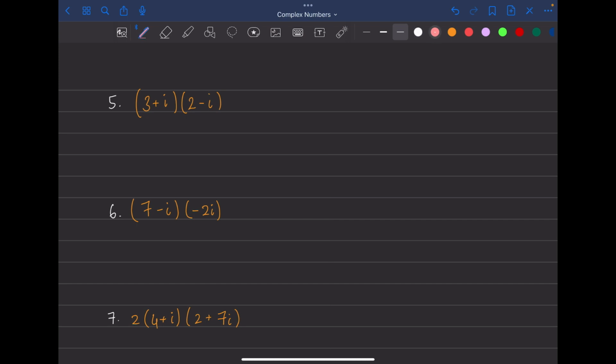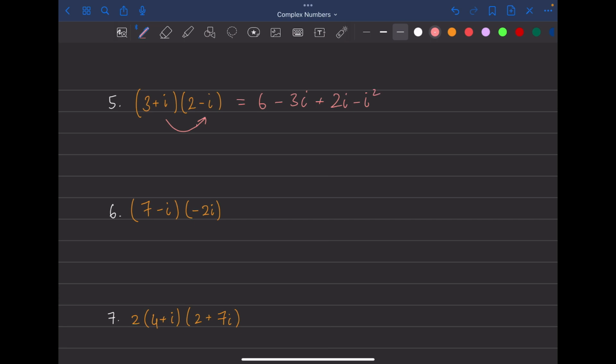So first, like with any other multiplication of a binomial, we can just expand both brackets. So we have 3 times 2, which is 6. 3 times -i, which is -3i. i times 2 is positive 2i. And then i times -i is -i squared.